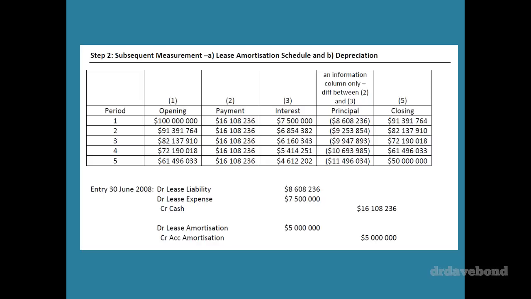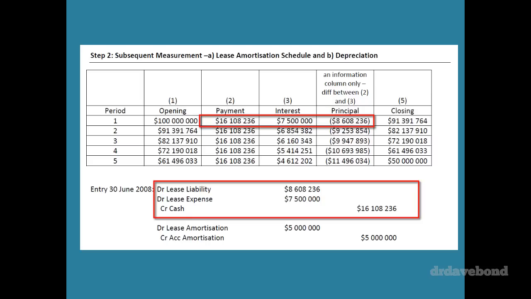So we've dealt with the liability, and we'll see that in this set of entries. The payment in year 1 is the 16.1. The lease expense is the interest component of that, or the finance charge, and the lease liability is the reduction in the principal. And that looks, not surprisingly, very, very similar to what we did last week and what we did in week 6.